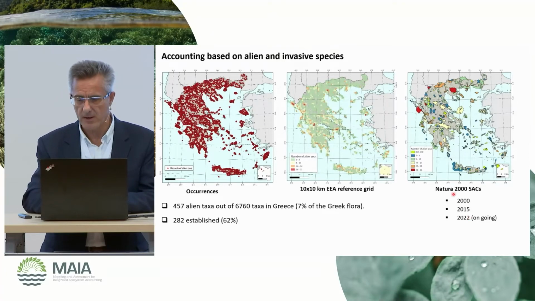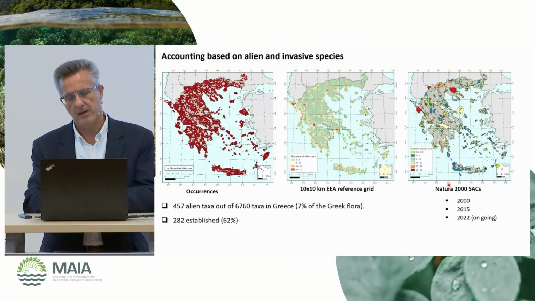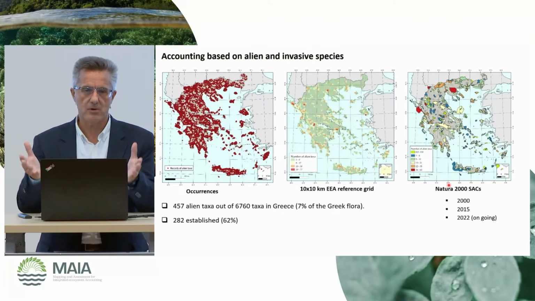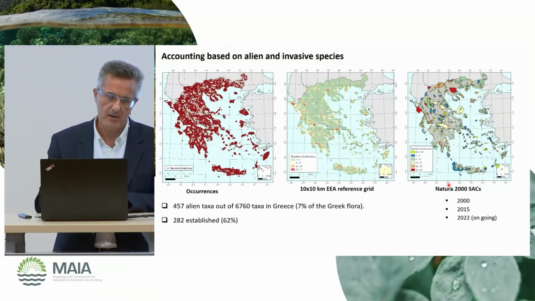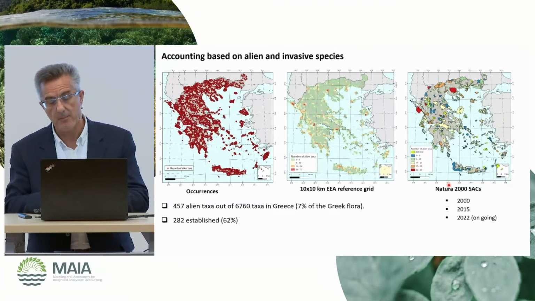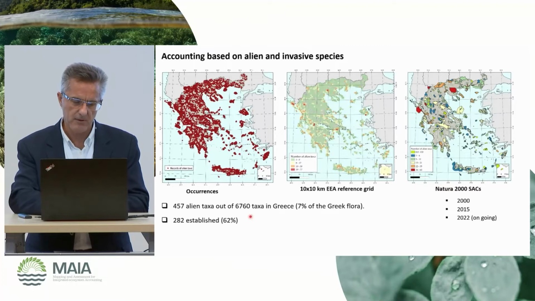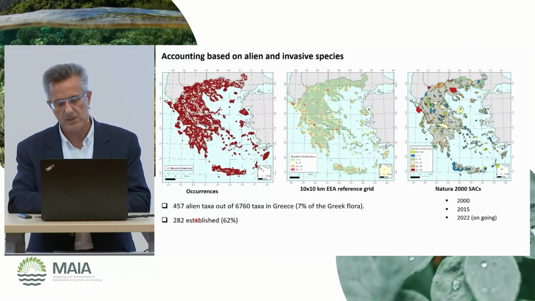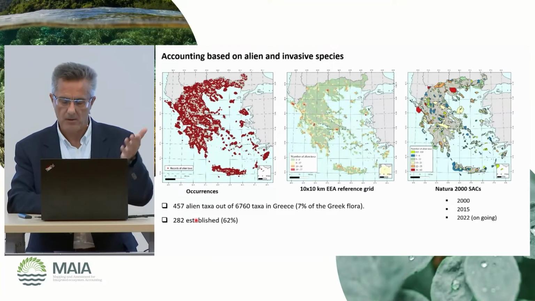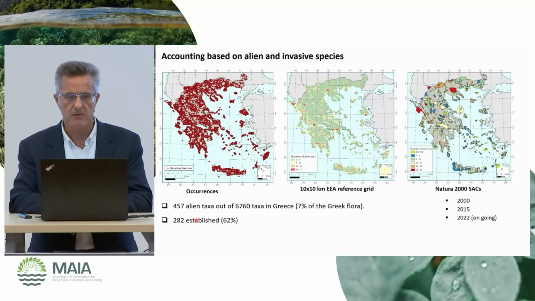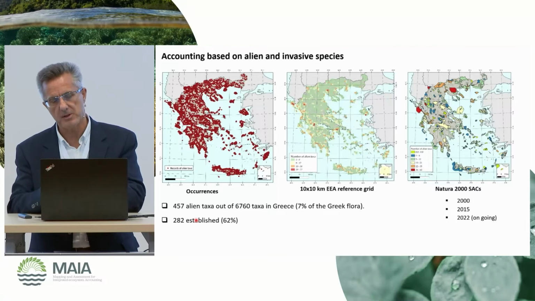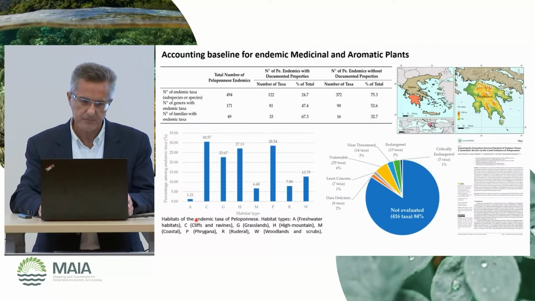So here we have mapped the alien species as a disservice, or as a negative element of the flora of one country. And of course we give special emphasis to the established ones, which are about 62% of the almost 500 alien taxa of Greece, and also to the invasive species, which are only 15.